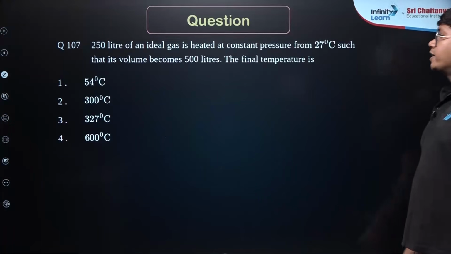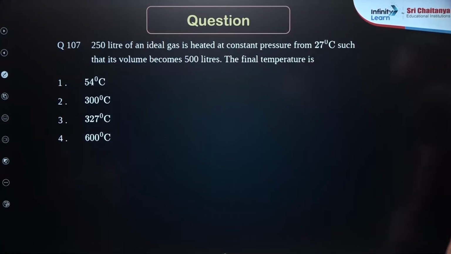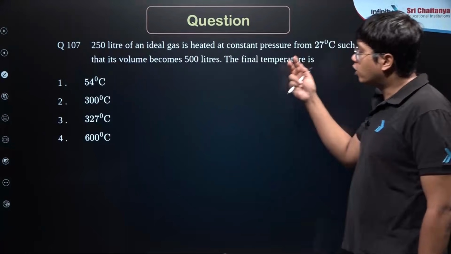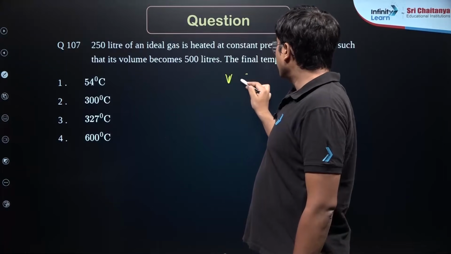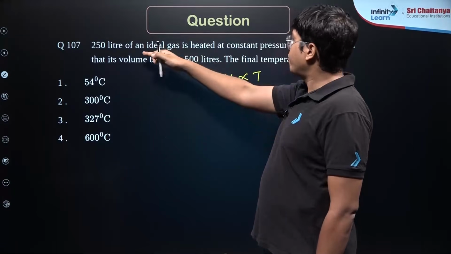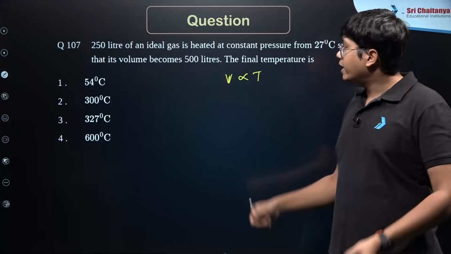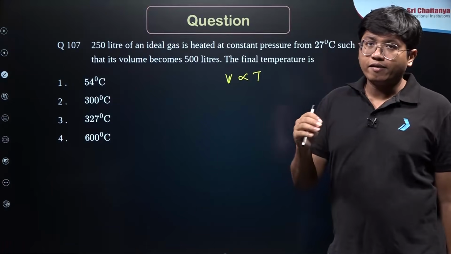Okay, 250 liters of an ideal gas is heated at a constant pressure from 27 degrees such that its volume becomes 500 liters. The final temperature is how much? So because it's a constant pressure, you know your volume is proportional to temperature. If you double the volume, the temperature should also get doubled. But keep in mind, this is in kelvins. This is in Celsius, so you have to convert to kelvins.